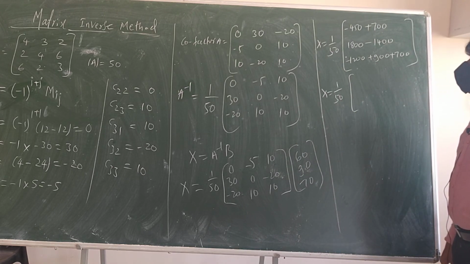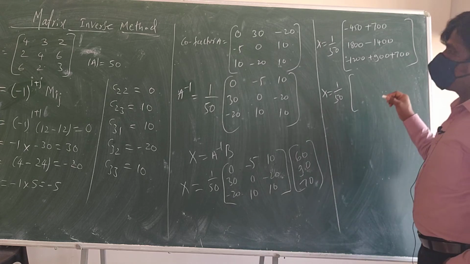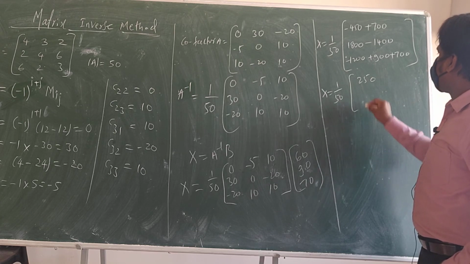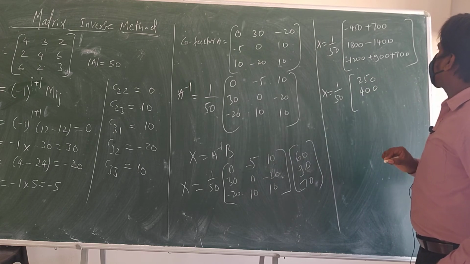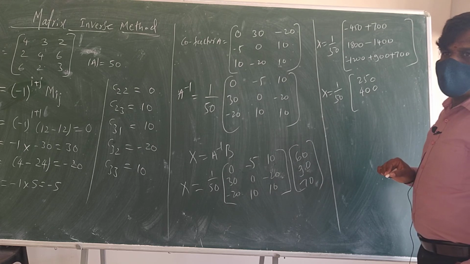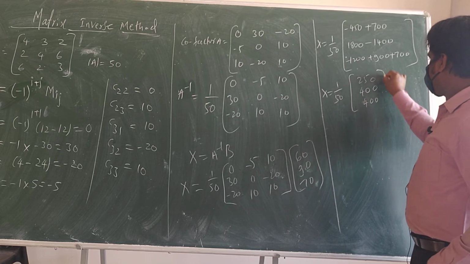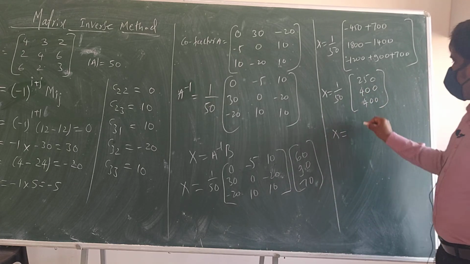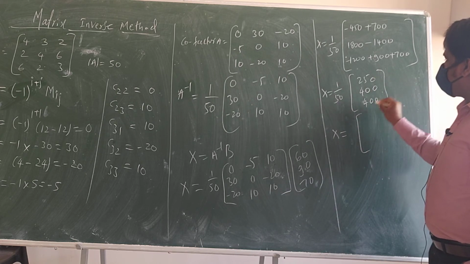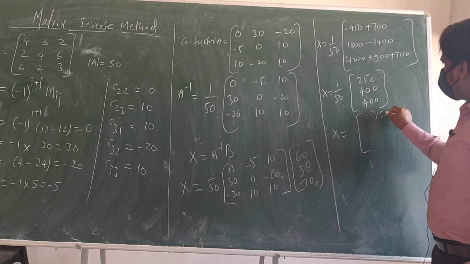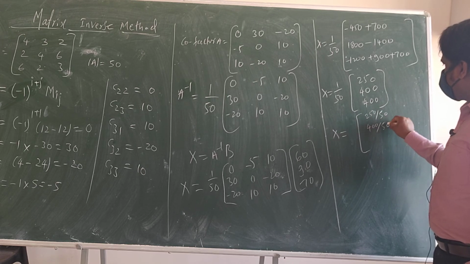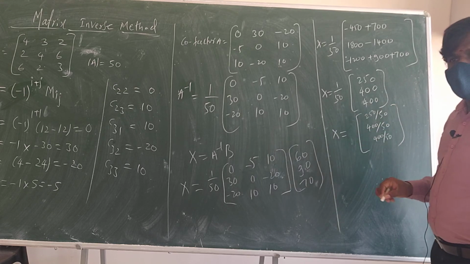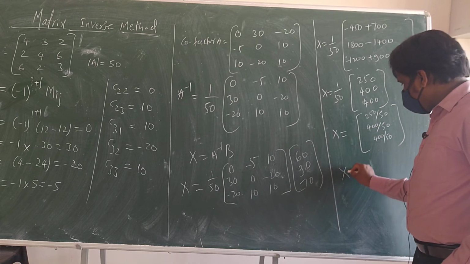Okay, so x is equal to 1 by 50 times 250, 250, 400. Right, sir? Now divide by this. Now the 50 is divided inside. So divide by 50 means 250 by 50, 250 by 50, 400 by 50. So this is 5, 5, 8. So x is equal to what you got here?